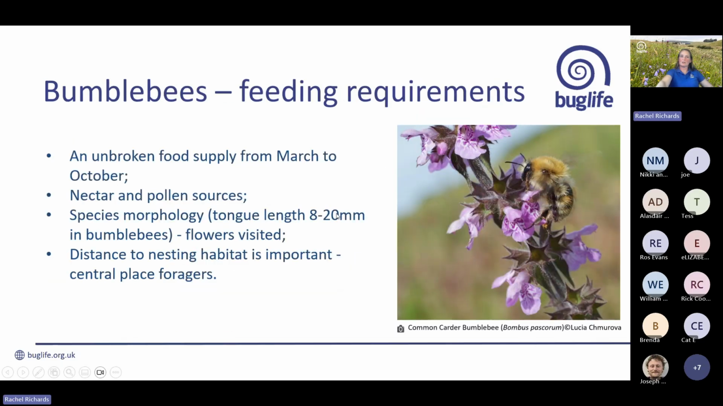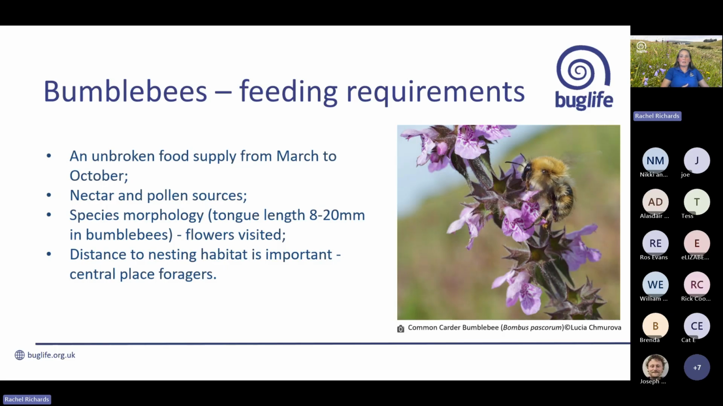So there we go, hibernation sites. So feeding requirements for bumblebees: an unbroken supply of food, nectar and pollen sources. If you really watch bumblebees and other insects, you'll see often they're just nectaring. There's no pollen on their back legs. They're not wiggling their back legs around. They're actually feeding on nectar on that particular plant.